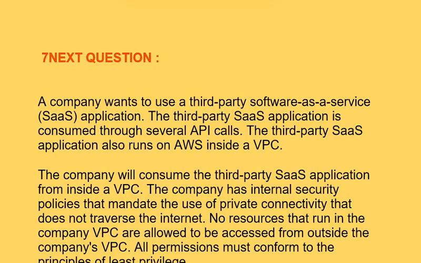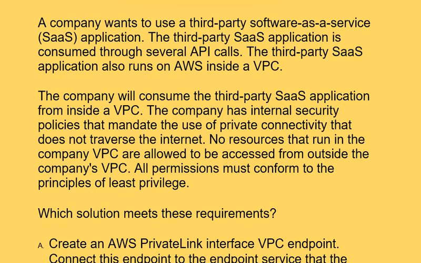Question: a company wants to use a third-party software as a service, SaaS, application. The third-party SaaS application is consumed through several API calls. The third-party SaaS application also runs on AWS inside a VPC. The company will consume the third-party SaaS application from inside a VPC. The company has internal security policies that mandate the use of private connectivity that does not traverse the internet.